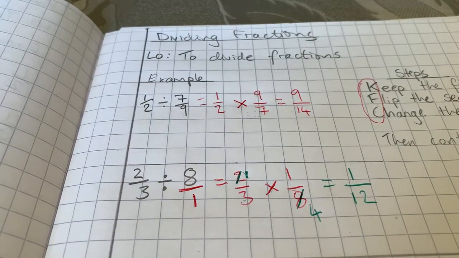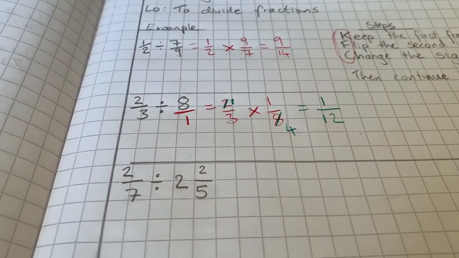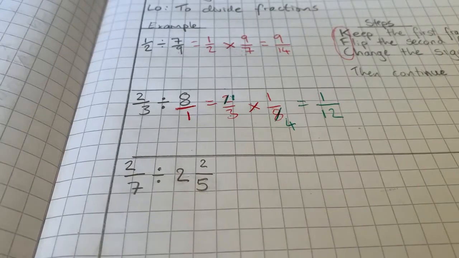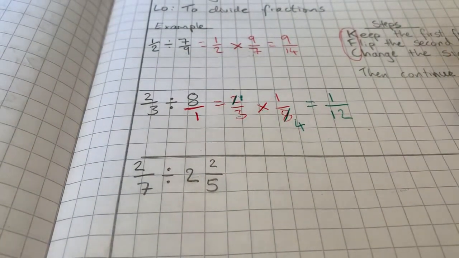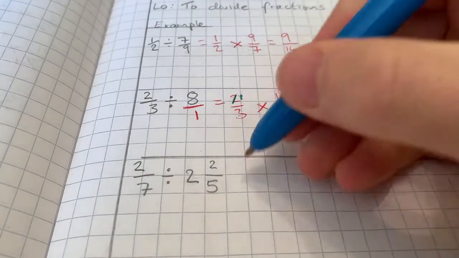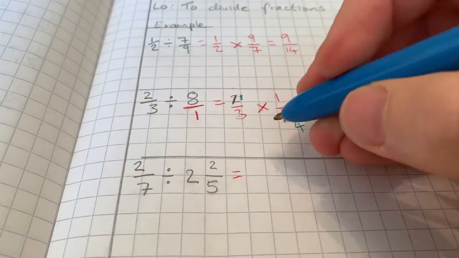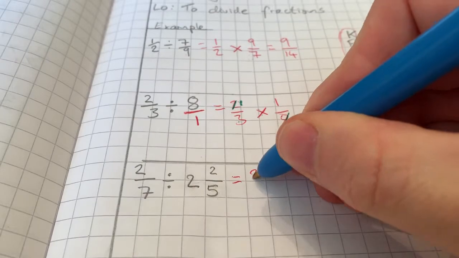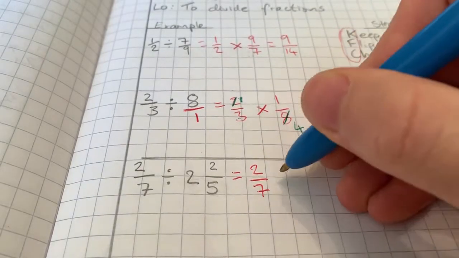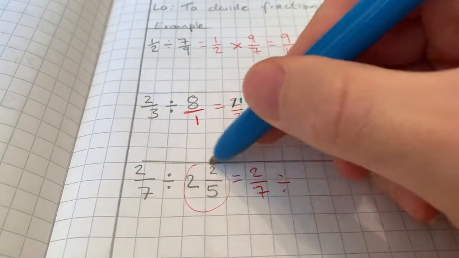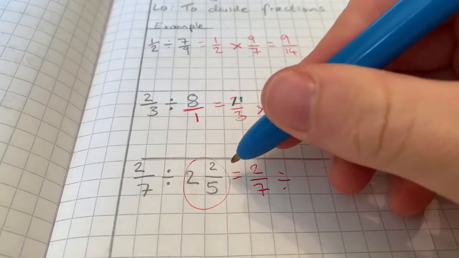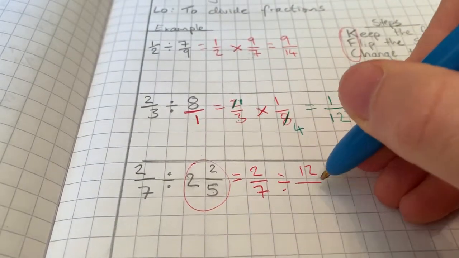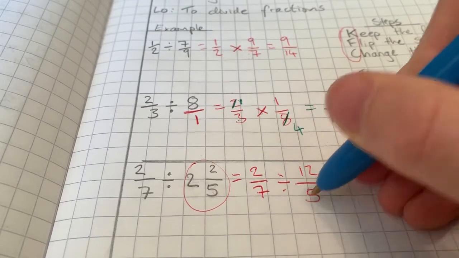Okay, and a third example here. We've got 2 over 7 divided by 2 and 2/5. So this one, keep that first fraction. Well, let's just rewrite the question first. And what I'm going to do is turn that into an improper fraction. So 5 times 2 is 10, add 2 is 12 over 5.